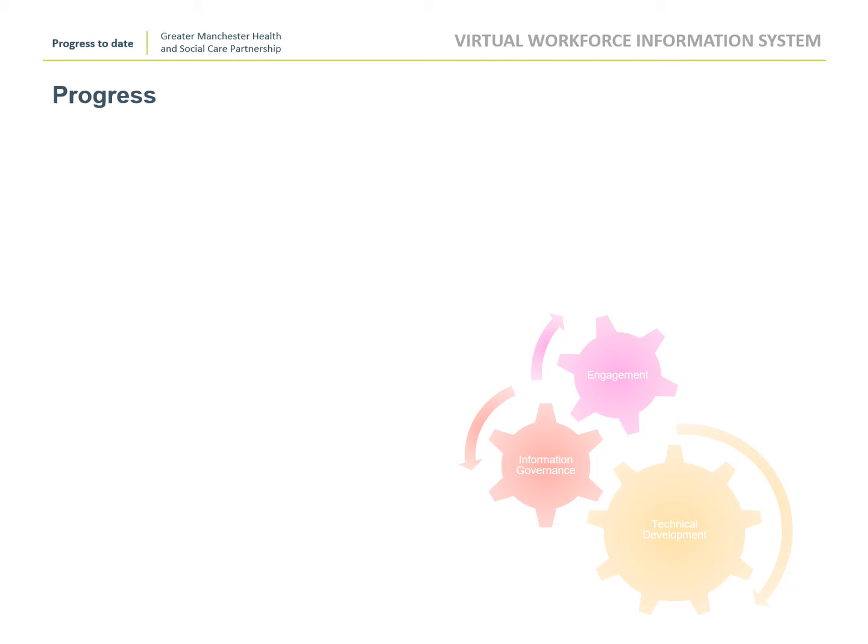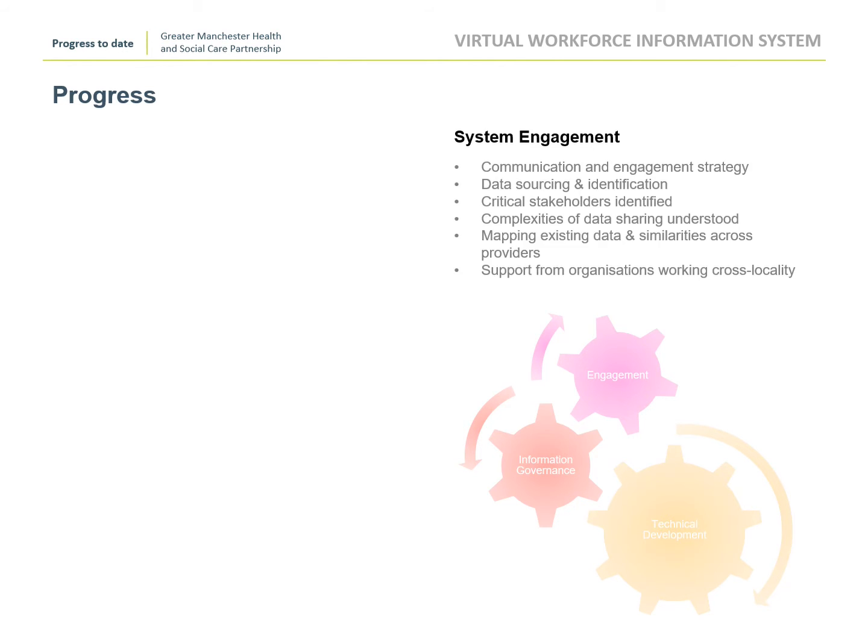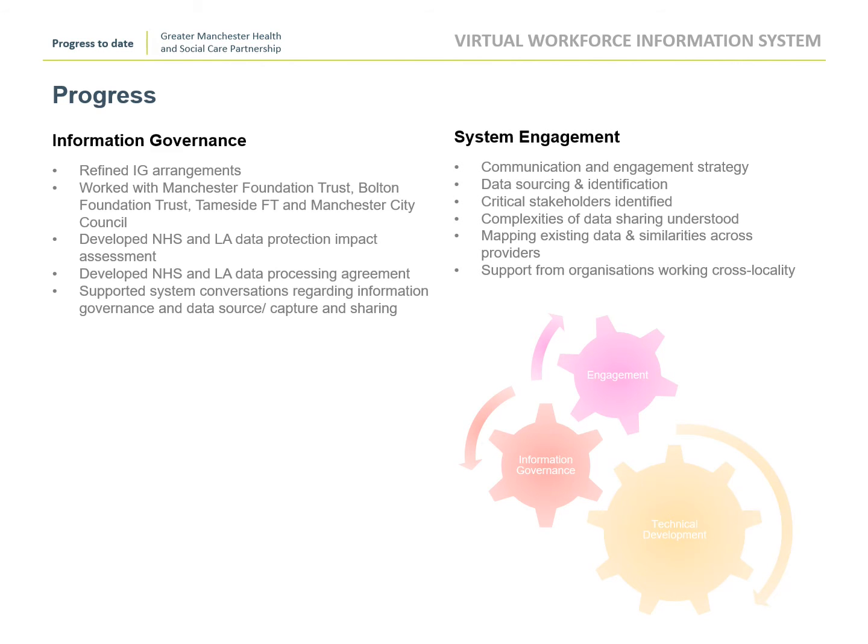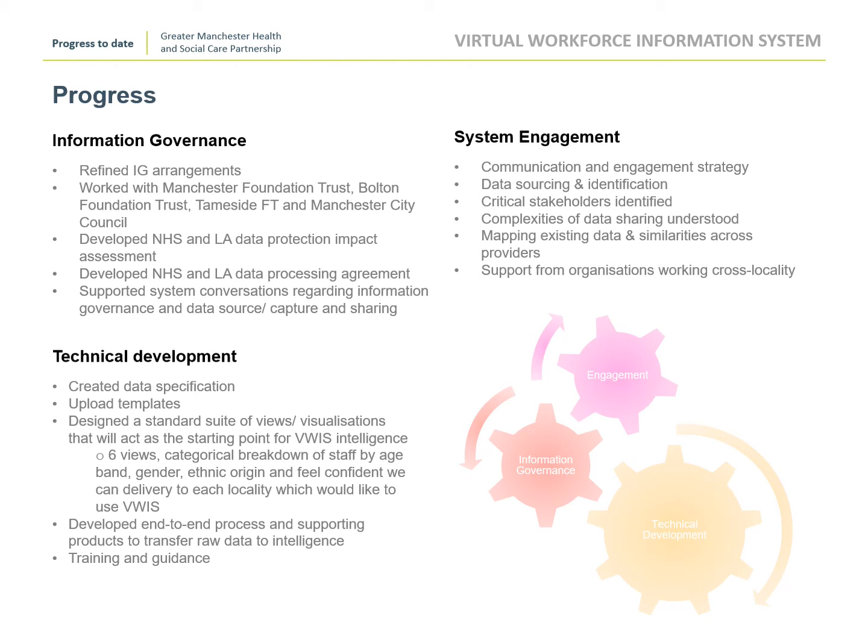The key work streams are divided into 3 areas: system engagement and collaboration, information governance, and technical development. System engagement has been a key activity within both the pilot sites of Manchester and Bolton and also across the wider system. Through this workstream, we're now able to identify necessary data, spot problems early on, identify critical stakeholders, and understand the complexities of the data sharing.